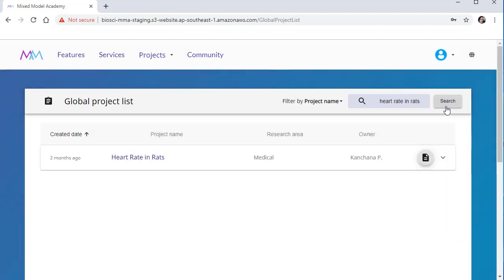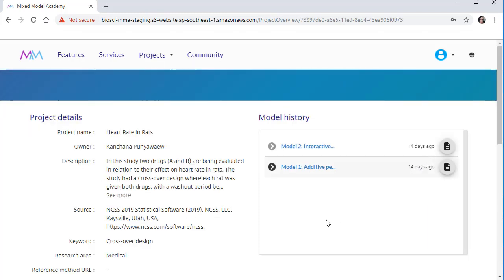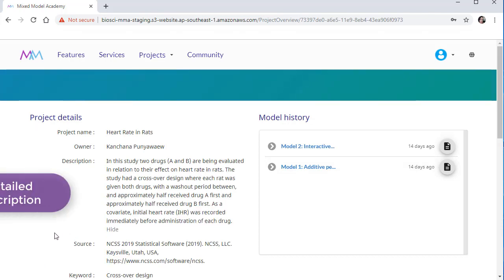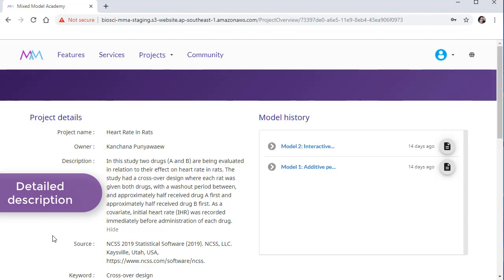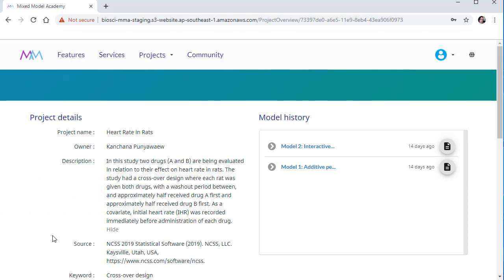The Heart Rate in Rats project contains data from a 2x2 crossover experiment to assess the effect of two drugs on the heart rate of rats. Each rat was given both drugs with a washout period in between, but approximately half of the rats received the drugs in the opposite order. A covariate, initial heart rate, was recorded immediately before administration of each drug.